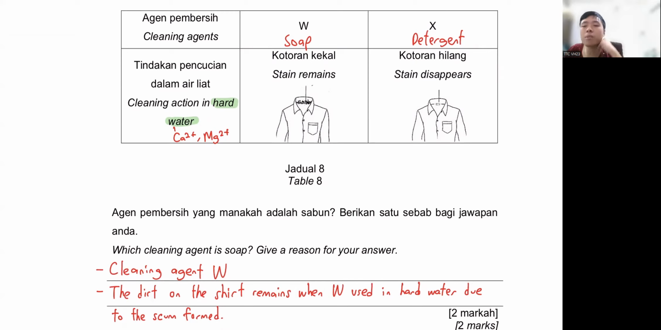Now that bubble trap one is more about the washing clothes part. This one is hard water. Hard water normally used with soap, they cannot wash off because scum forms. Very simple explanation. Scum is the key. Scum means the insoluble salt, the precipitate. It blocks the soap from washing.